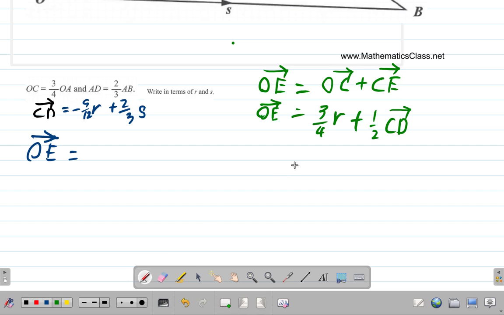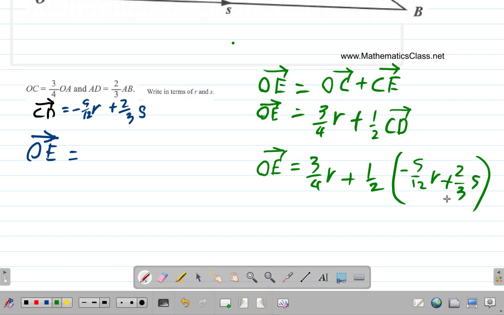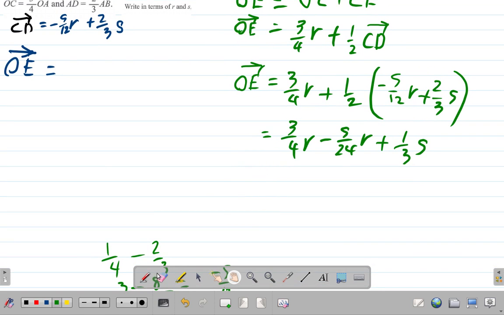So what we have is that OE equals 3/4 R plus half of negative 5/12 R plus 2/3 S. So we just simplify that now. 3/4 R minus 5/24 R plus half of 2/3, or 1/3 S. So this is equal to 3/4 R minus 5/24 R. Factor out the R, 3/4 minus 5/24, plus 1/3 S.